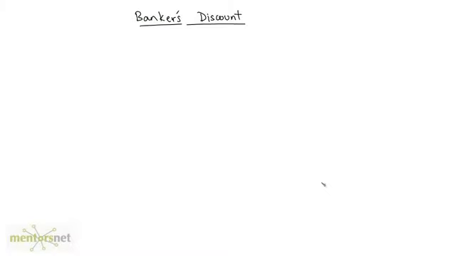Hey everyone, in this video we are going to talk about banker's discount. So to understand this topic, let us consider a scenario where two people deal with each other. The two people are A and B, and A buys some goods from B. These goods are worth 1000 rupees and A does not have immediate cash with him.